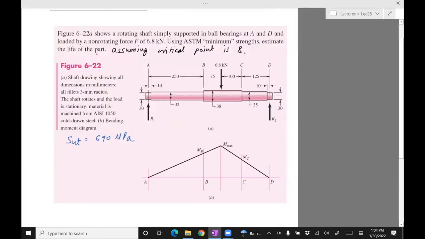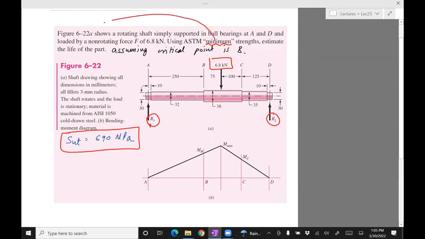Okay, so let's read it. So this is the figure 6.22A. It shows a rotating shaft simply supported. There are two reactions in ball bearings at A and D, loaded by a non-rotating force F of 6.8 kilonewtons. Using ASTM minimum strength, estimate the life of the part. But when it says ASTM minimum strength, it basically gives you the SUT, which I put down there. So you don't really have to go to the ASTM minimum strength and figure out what the ultimate strength is. So this information is all you need from that standard.